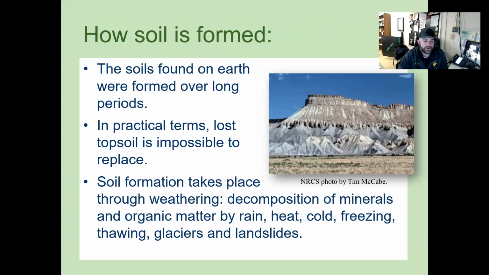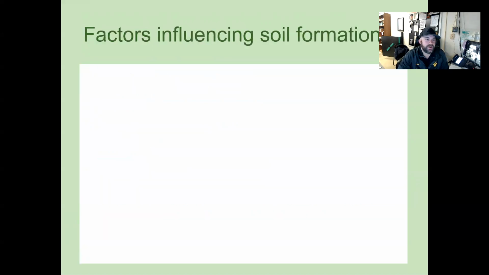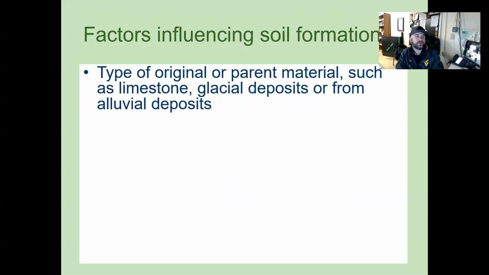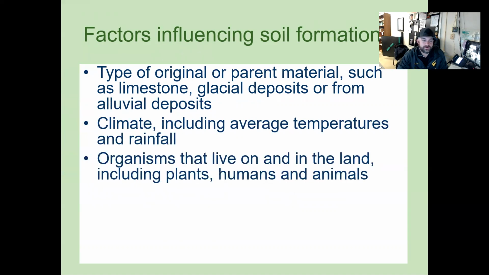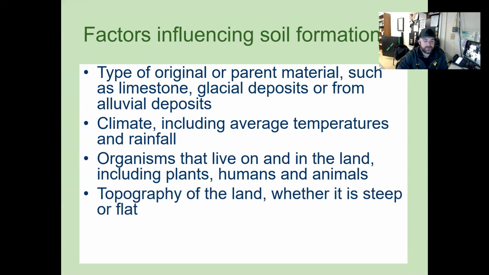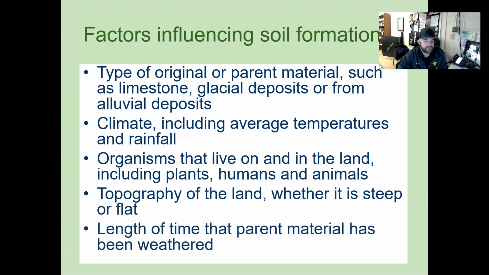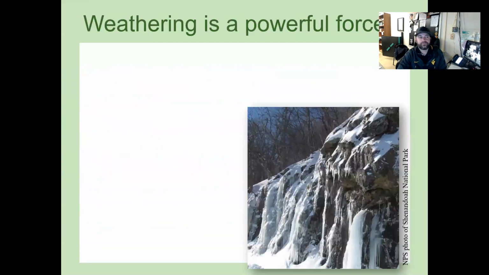Soil formation takes place through weathering, the decomposition of minerals and organic matter by rain, heat, cold, freezing, thawing, glaciers, and landslides. Some factors influencing soil formation: the type of original or parent material, such as limestone, glacial deposits, or alluvial deposits; climate, including average temperatures and rainfall; organisms that live on and in the land, including plants, humans, and animals; topography of the land, whether it is steep or flat; and the length of time that a parent material has been weathered.